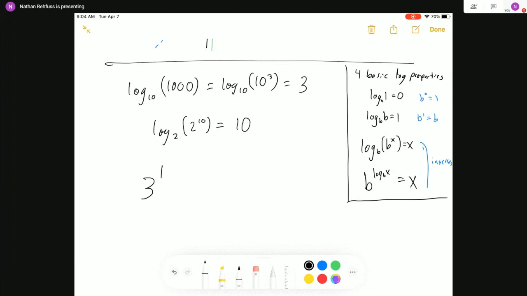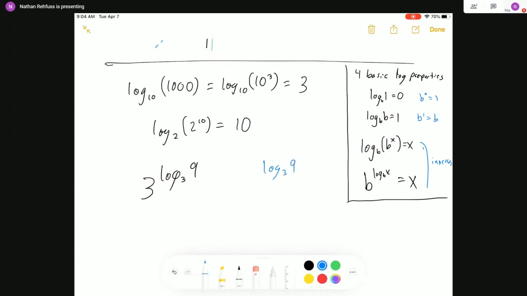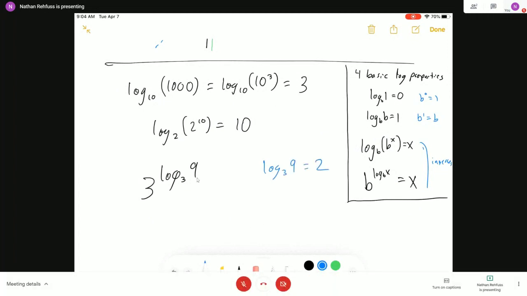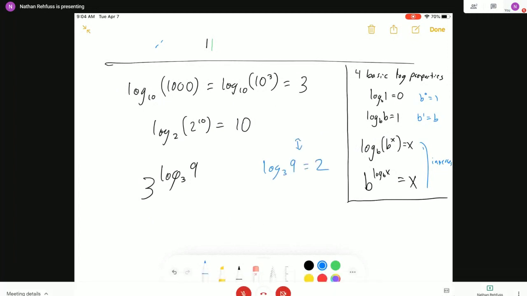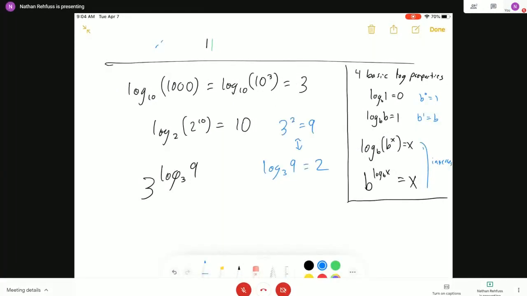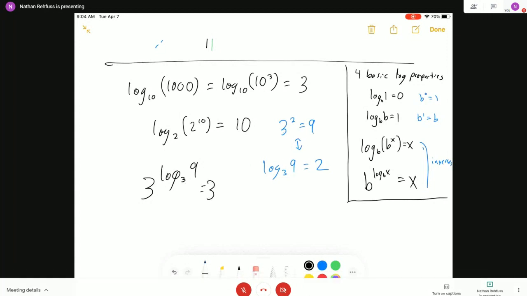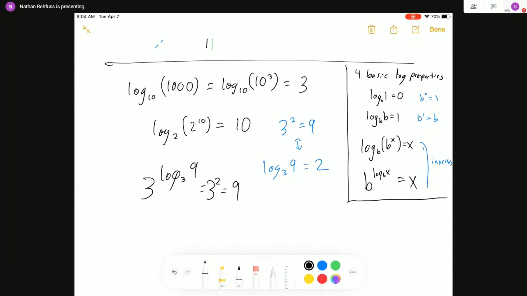If I take 3 to the power of log base 3 of 9, even if we didn't know these facts about inverses, we could still muddle our way through this. I'd say, well, log base 3 of 9 is 2, because these two switch places. 3 squared equals 9. So since those are both true, this is the same thing as 3 squared. Well, of course, that's 9.